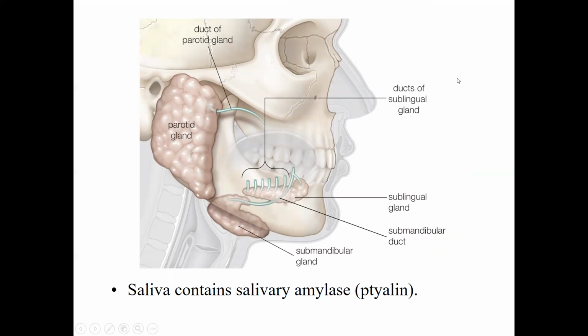There are 3 pairs, or 3 types, of salivary glands. Here, one is the parotid glands, and that is the duct. Then you have the sublingual glands, and the submandibular glands. They also contain ducts to secrete the saliva into the oral cavity. The saliva contains the salivary amylase. The traditional name is ptyalin.